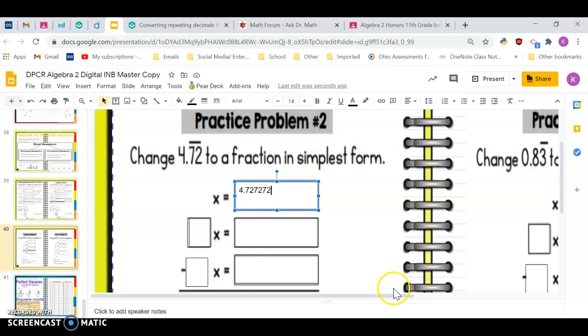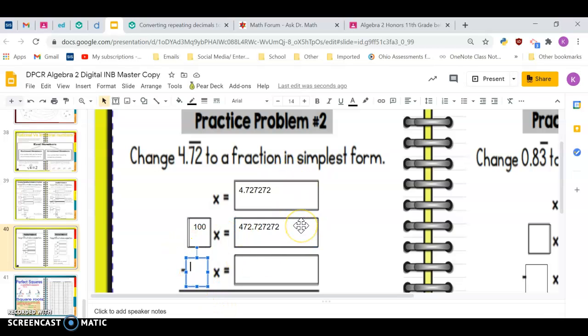Now, I need to make sure that the repeating parts of this are going to move in front of the decimal place. So we look at the place value of the last number, that's a 2. So I'm going to multiply this whole repeating decimal by the place value of this 2, which is the hundredths place. So I'm going to multiply everything by 100. If I multiply this decimal by 100, it's going to move that 7 and that 2 next to the 4 in front of the decimal place. So I have 472.7272.